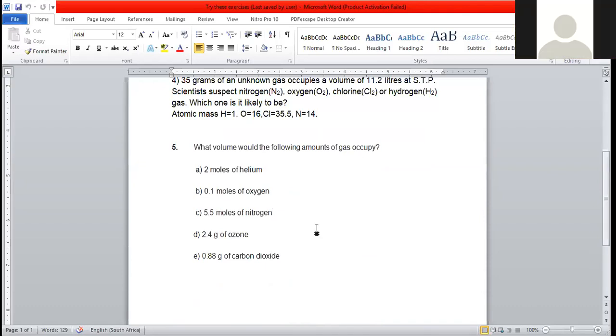So we use that equation n equals V over Vm to find volume. Use mass over molar mass to get the number of moles, then you use V over Vm. You said we can only use 22.4 decimeters cubed if it's at standard temperature. Yes, standard temperature and pressure. So that's 0 degrees Celsius. Yes, that's 0 degrees Celsius.